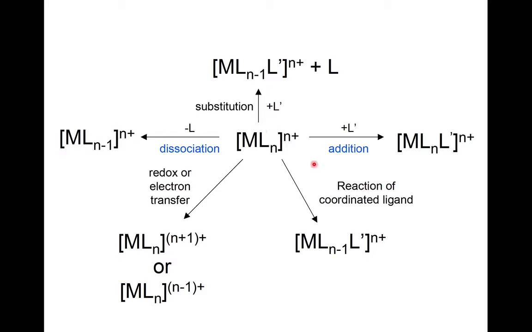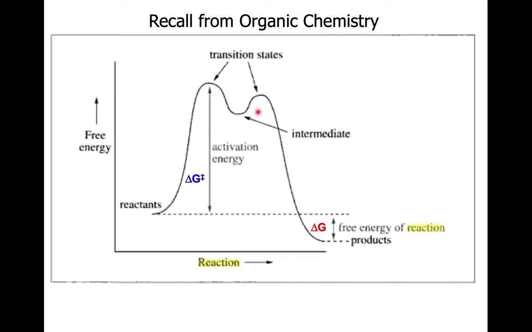So now in particular, let's talk about the ligand substitution reaction, where we take one of the ligands L from the metal center and we replace it with a new ligand L prime. Let's first talk about, from organic chemistry, this is a reaction coordinate diagram. We have reactants. The reactants flow over a transition state. If you're on the top of the hill, there's a small valley. It's an intermediate. We follow over a second transition state down to products.